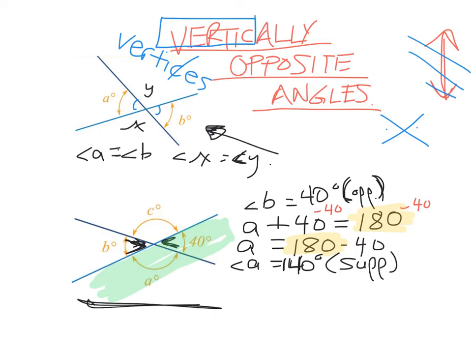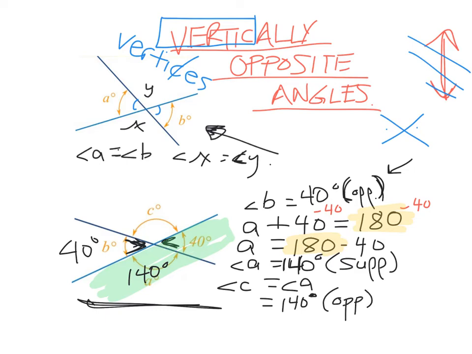Here's where it gets more tricky because we're dealing with multiple proofs. We've already got OP going on because that says this is 40 degrees. Now I solved for angle A, so I know that's 140 degrees. Then I can say angle C equals angle A, which equals 140 degrees as well, because of the opposite relationship. If I want to say that two angles are equal, I can't say that they're supplementary; if they're equal, they have to be opposite. So now I can fill in that 140.